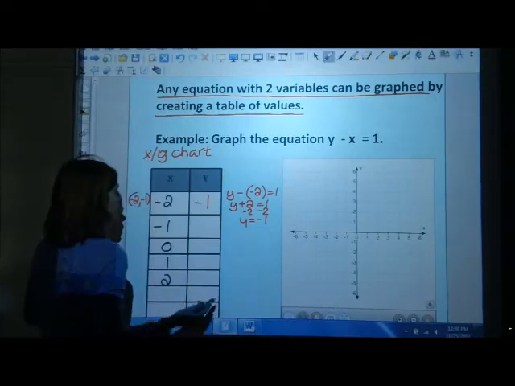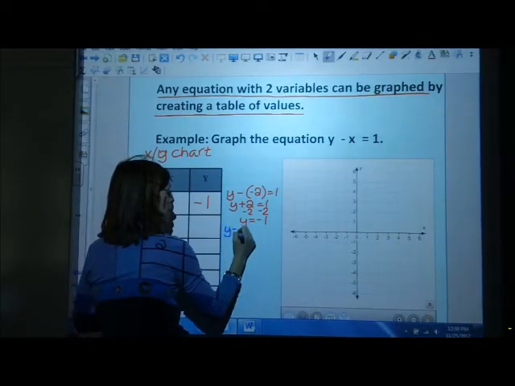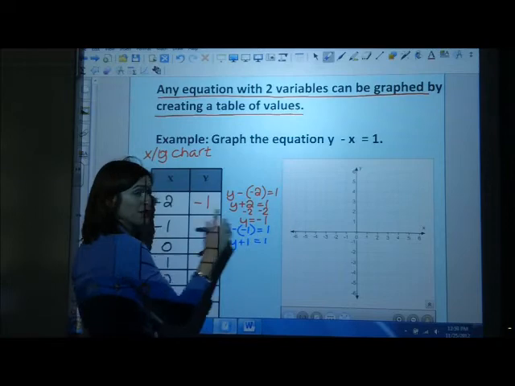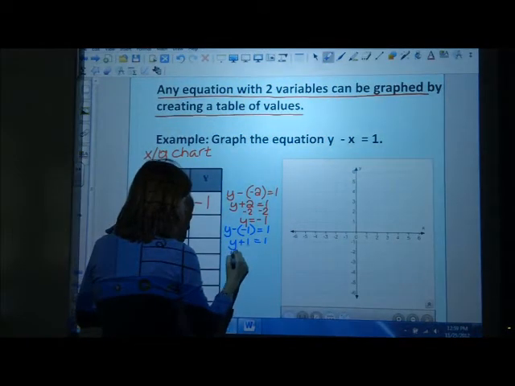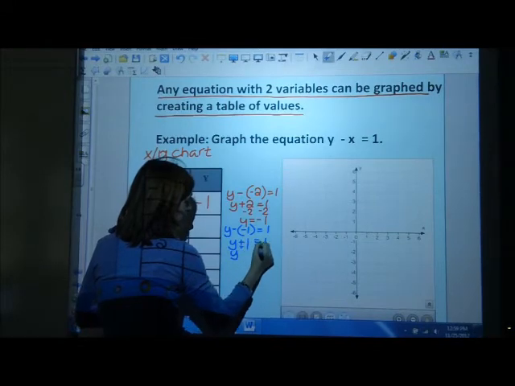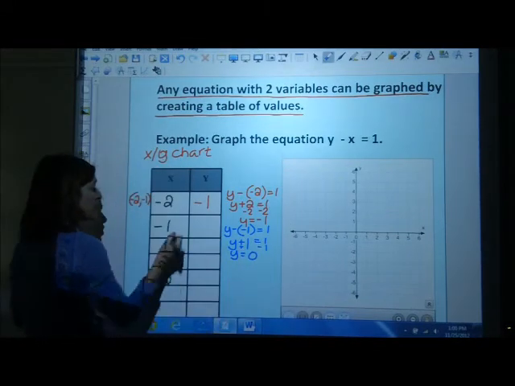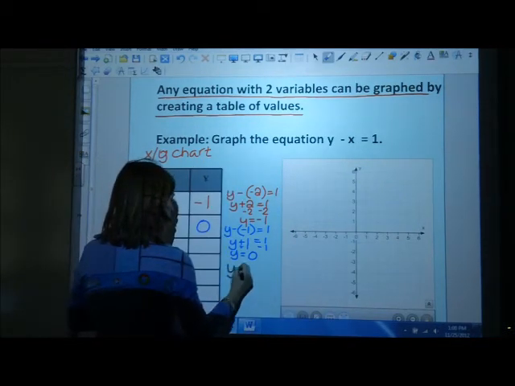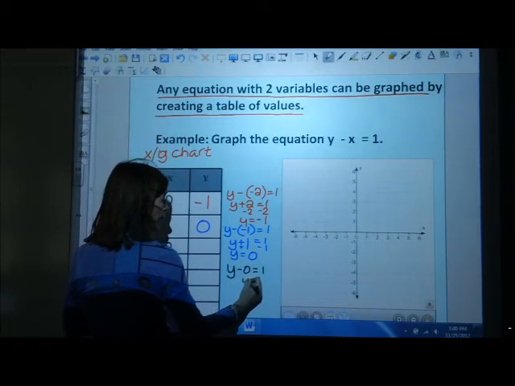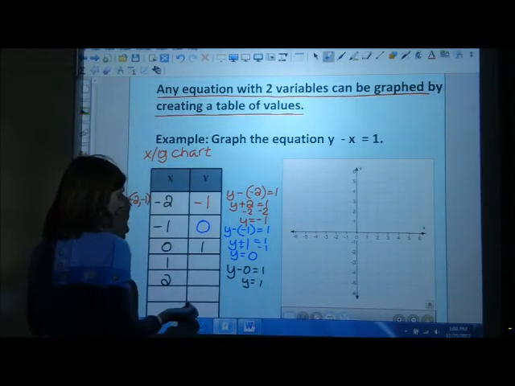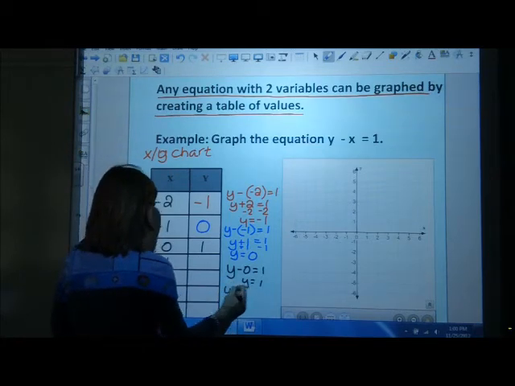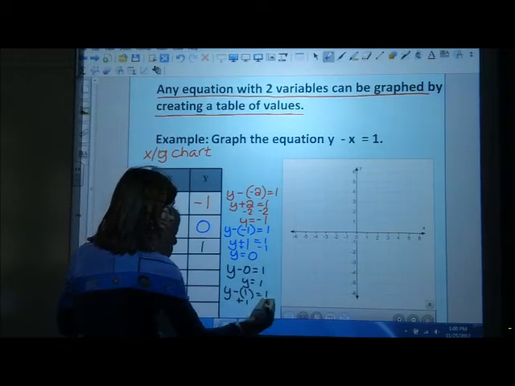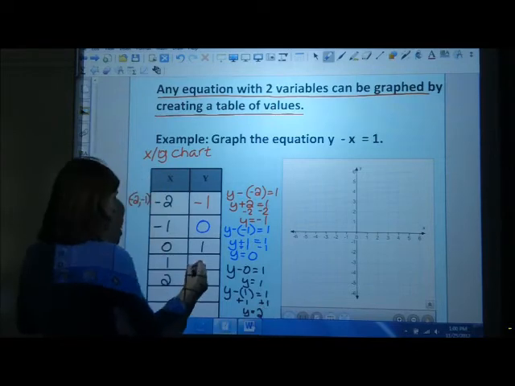All right, let's try another one. -1, so we have y minus -1 equals 1. We get y plus 1 equals 1 because negative times negative gives me positive. So we subtract 1 from both sides, and we get y equals 0. Okay, so we're going to plug in that 0 into the table. Keep going. We get y minus 0 equals 1, so y just equals 1 when x is 0. All right, keep going. Y minus, it's a positive 1, so we plug in 1 equals 1. We add 1 to both sides, so y equals 2 when x equals 1.